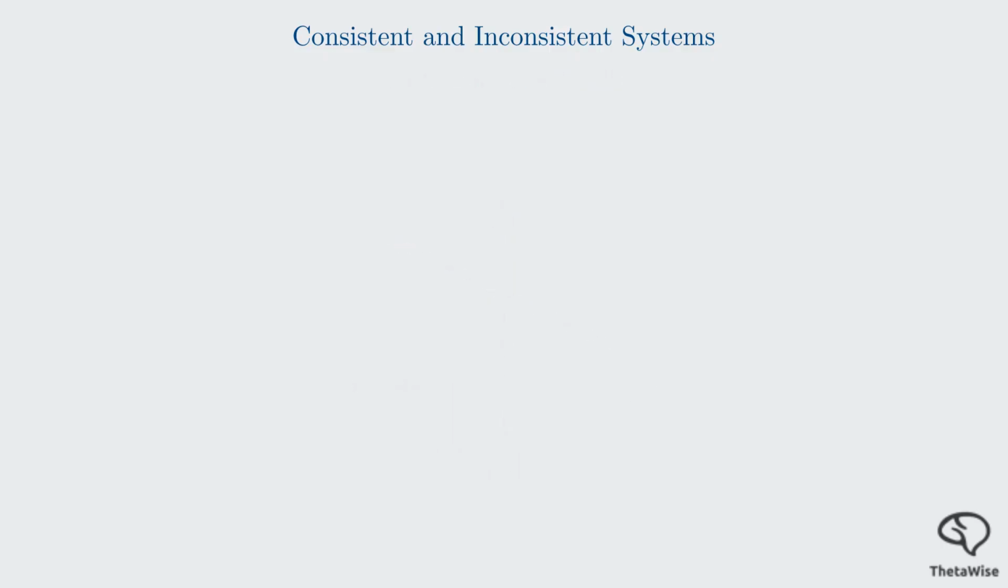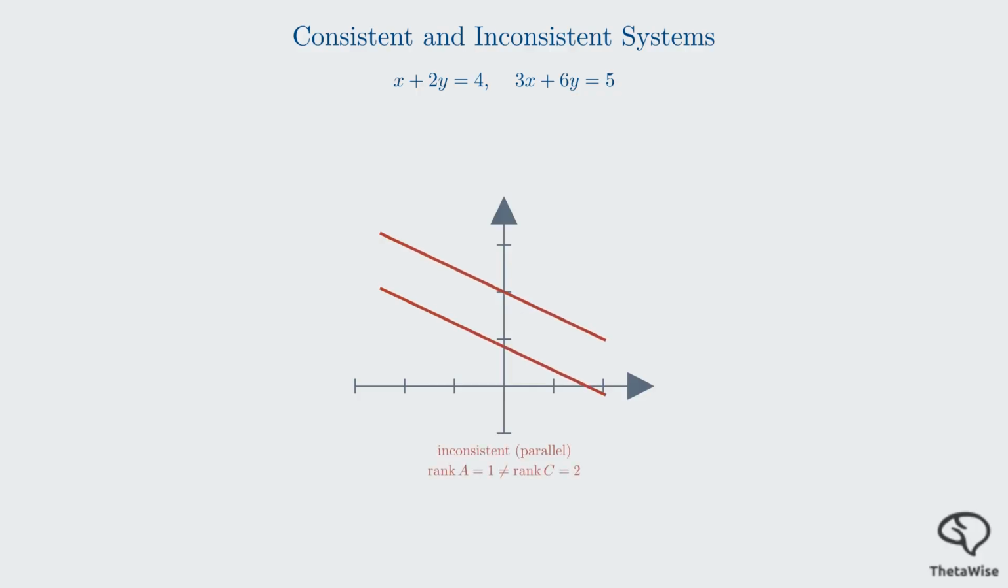Finally, x plus 2y equals 4 together with 3x plus 6y equals 5 has proportional left sides, but incompatible right sides. The coefficient rank remains 1, while the augmented rank becomes 2, so the equations are inconsistent. In larger systems, the same logic applies. Compare the rank of the coefficient matrix with the rank after appending the constants.